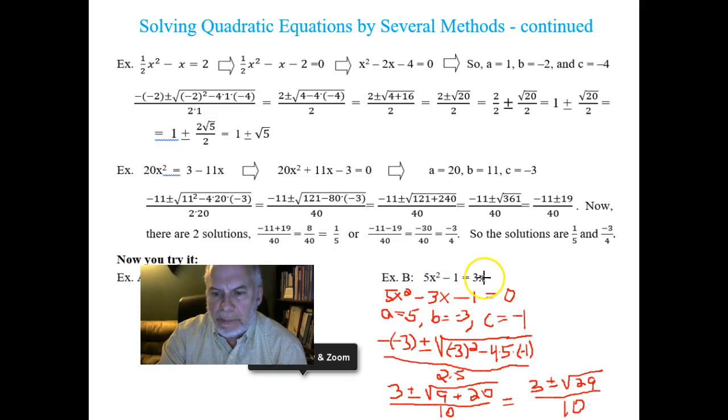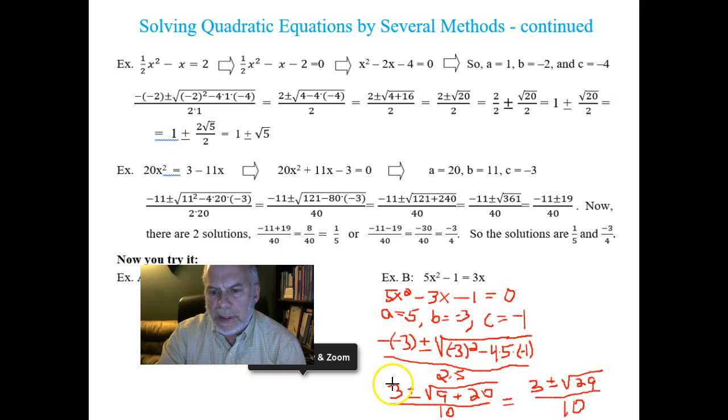All right, so what I did was I moved the 3x to the left side, so I've got 5x squared minus 3x minus 1 equals 0. A would be 5, B would be -3, C would be -1.